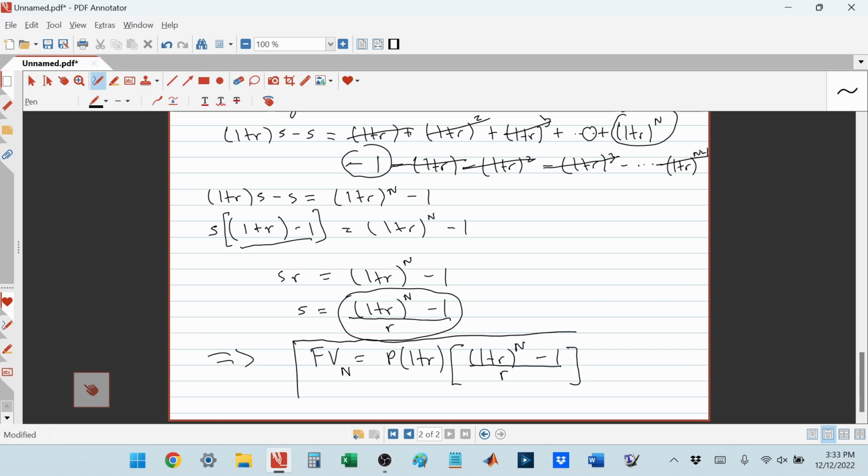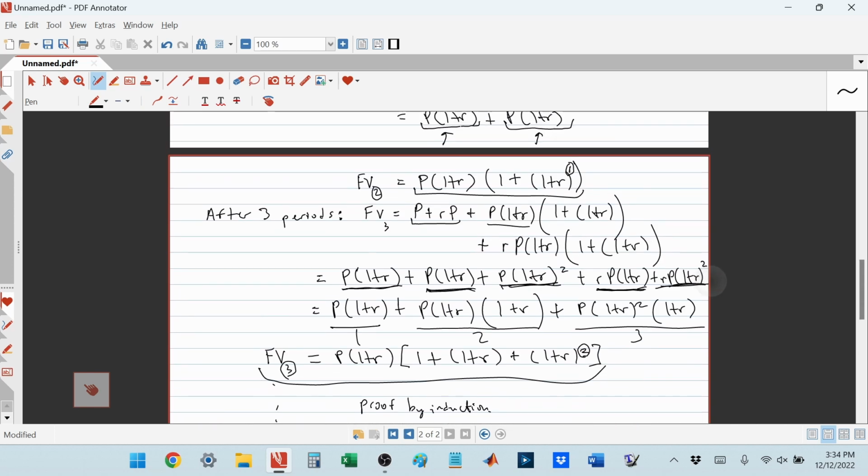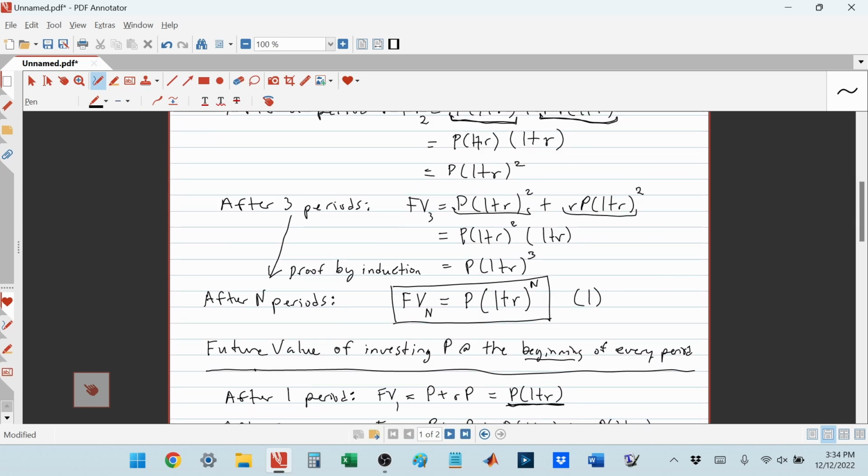This is the second time value of money equation. And this is called the future value of an annuity due. This up here is the future value of a single amount.